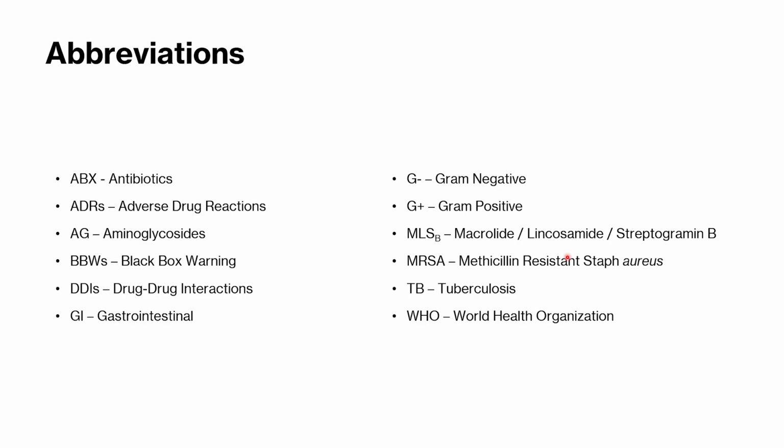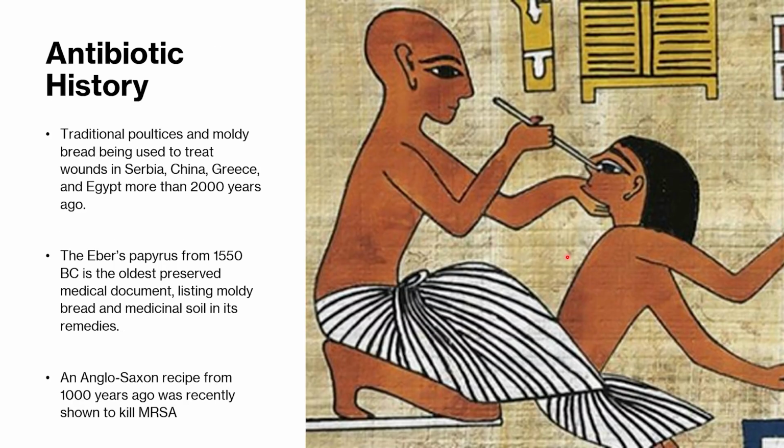So here are a couple abbreviations. This is not necessarily an all-inclusive list, but it's most of them, and it's also alphabetically ordered, I think. I hope. So let's talk about antibiotic history real quick. I understand that we're here for macrolides and aminoglycosides, but I really want to take a look back and see why we care about antibiotics.